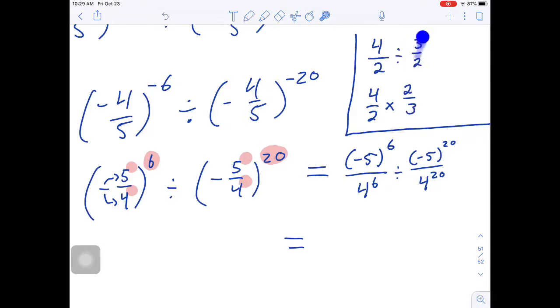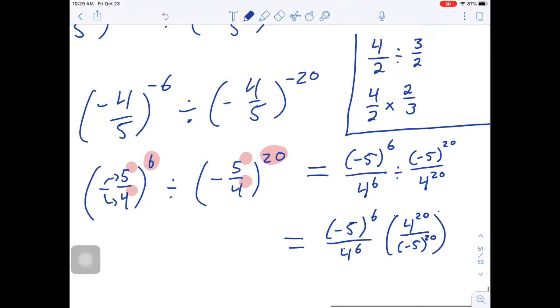So here I flip the thing I'm dividing. That's what I'm going to do here. To get this to turn into a multiplication symbol, I'm simply going to flip. So my front is going to stay the same. So that's negative 5 to the power of 6 over 4 to the power of 6. And I'm going to now multiply 4 to the power of 20 over negative 5 to the power of 20.